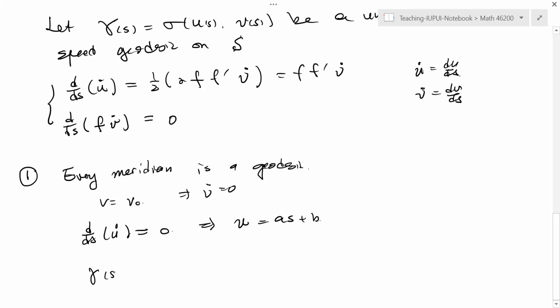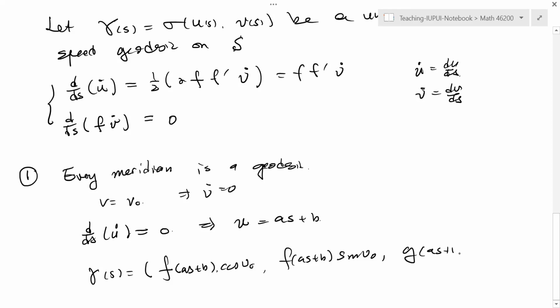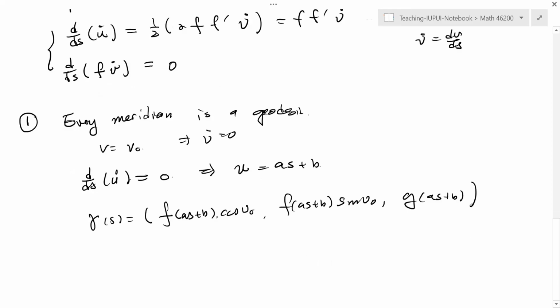So gamma of s, more precisely, is going to be f of (As plus B) cosine v0, f of (As plus B) sine v0, and g of (As plus B). It must be in this form. Now it is unit speed. If we assume unit speed, that means u dot squared plus f(u) squared v dot squared should equal 1. So A squared is going to be 1, so A is plus or minus 1.